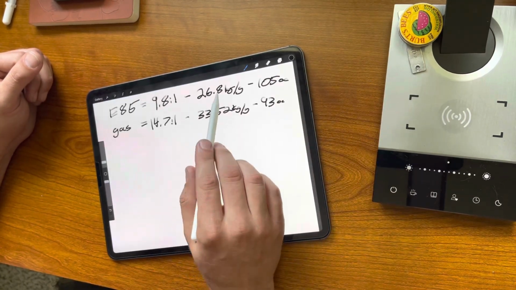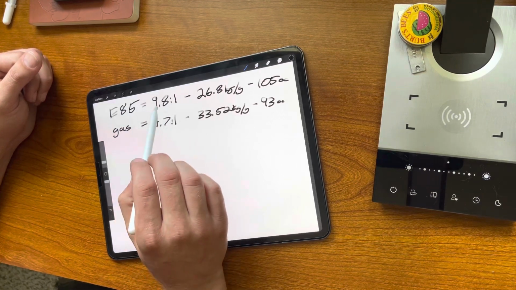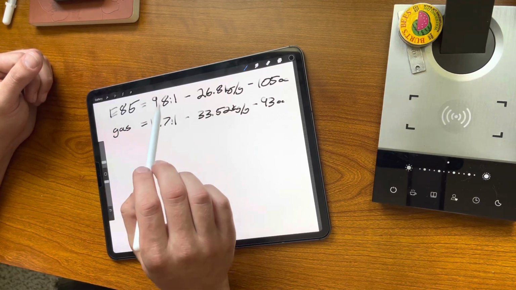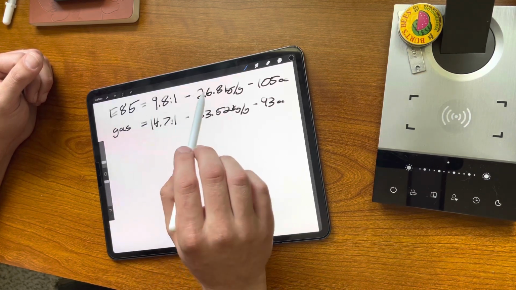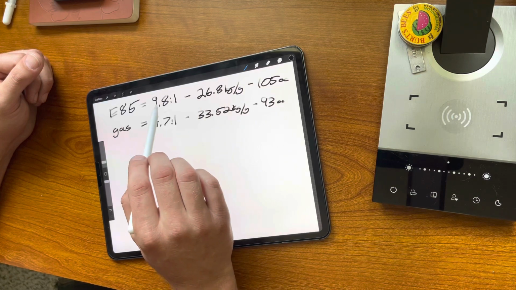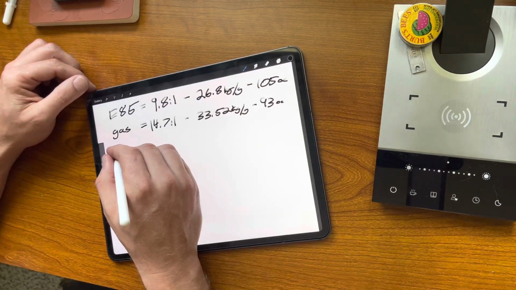And what makes the difference is this number. You're burning more E85 per pound of oxygen than you are gasoline. So even though the number's less, you're burning more of it for how much air you're ingesting. And then here's another thing that's very interesting.